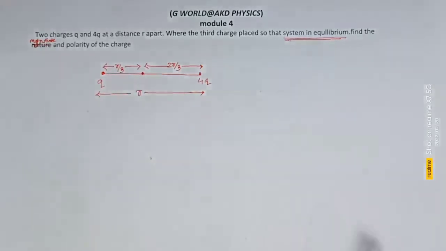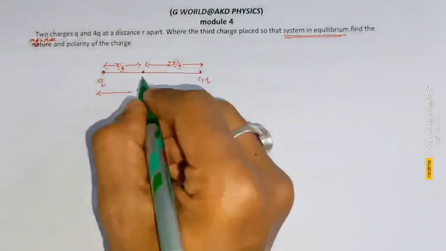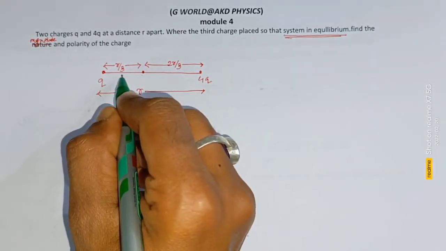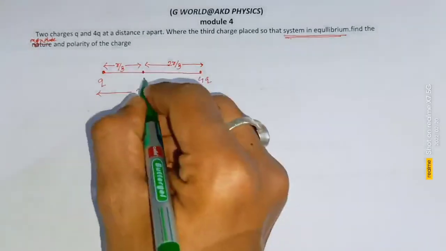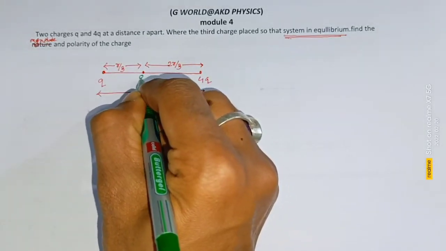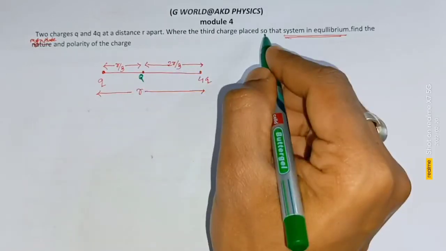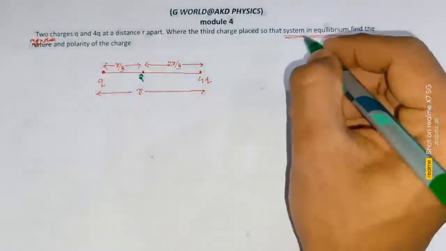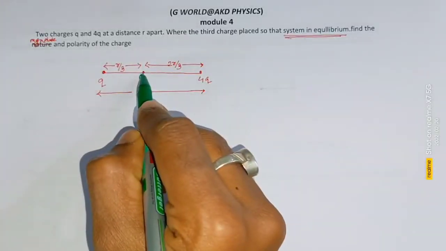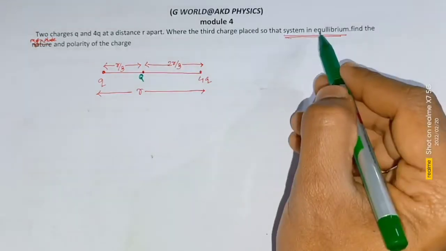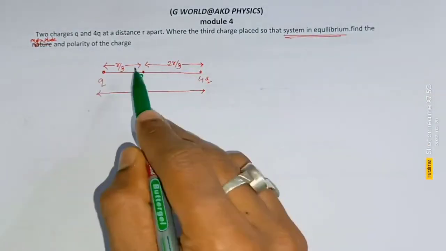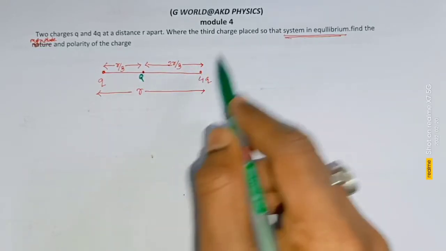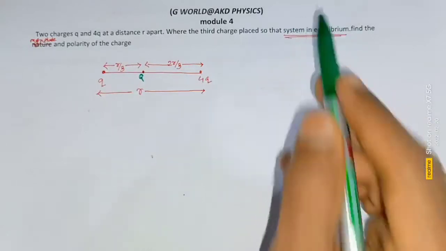So where will I place my third charge? I will place the third charge nearest to the smaller charge, exactly at a distance of r by 3. Suppose this is the third charge. I don't know exactly the magnitude of this third charge, and I will check also the polarity of the third charge if the system is in equilibrium. This charge is already in equilibrium, but we are talking about the system having three charges in equilibrium. Other charges must also be in equilibrium, as the question said the system is in equilibrium.